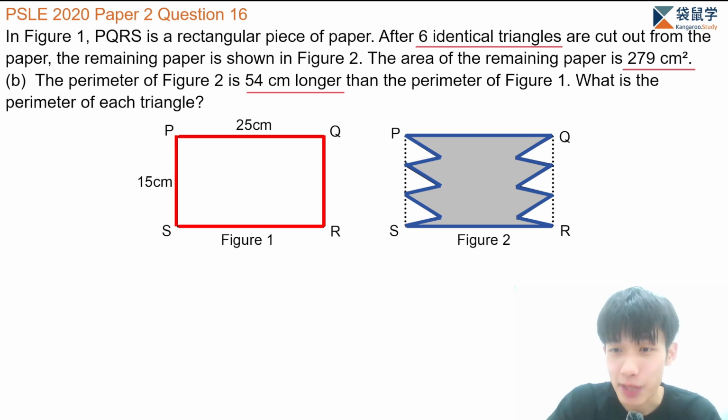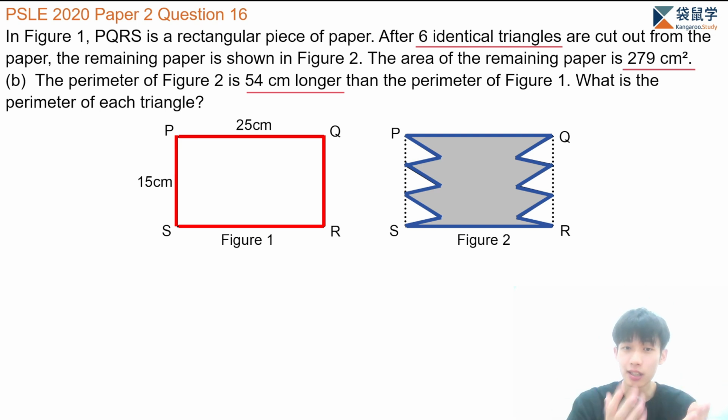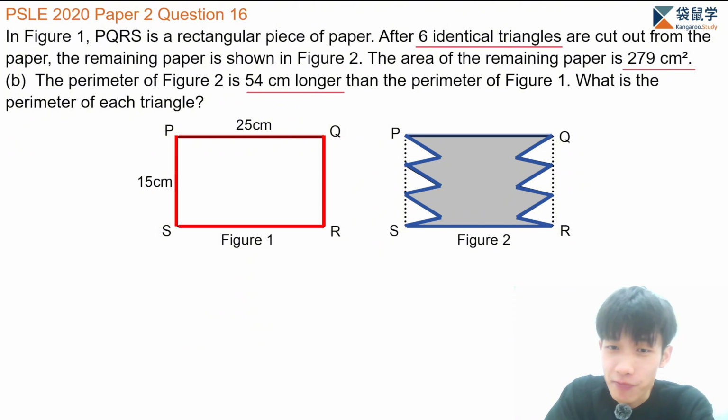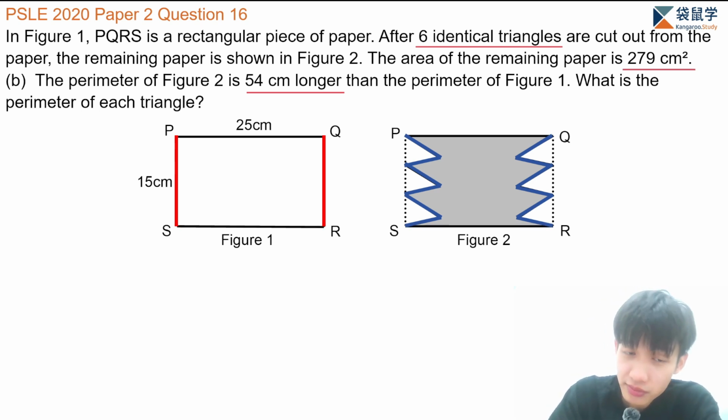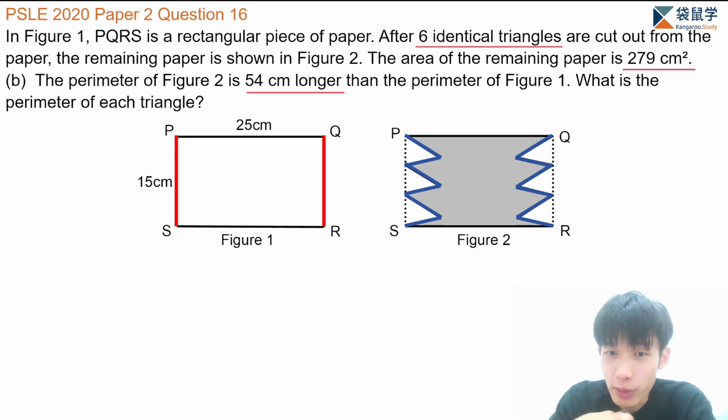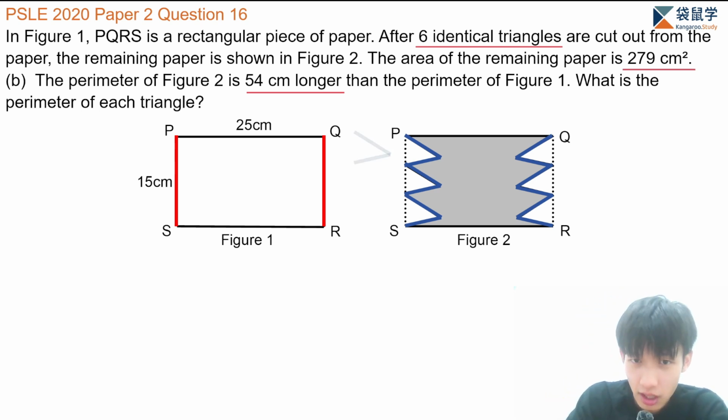Yes, they both have PQ. And when comparing, what can we do about PQ? Actually, we can ignore it. We can ignore the common length. And also, not just PQ, what else? Yes, RS can be ignored. So after that, we have the remaining length. For figure 1, we have 2 widths, 15 centimeters each. And for figure 2, we have this one.